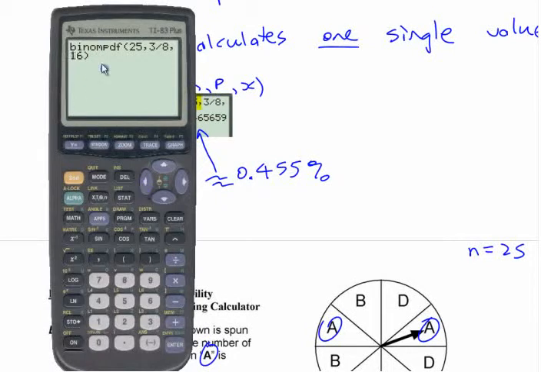You put in a single value, it gives you the answer for that single value. If I put in now 2, it gives me that 2. If I want more than one, then I've got to calculate them individually and add them together.